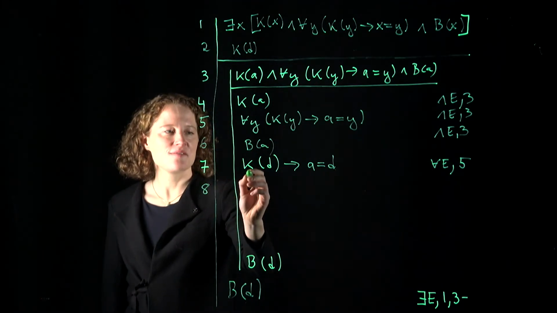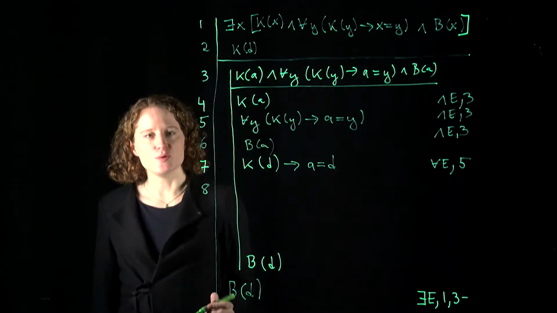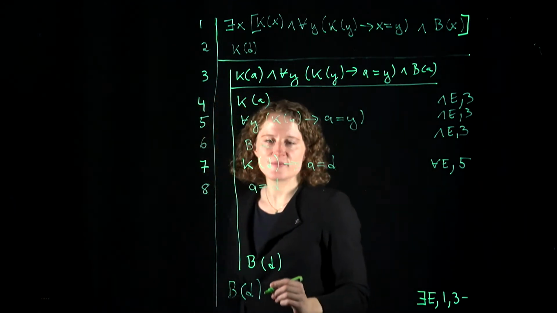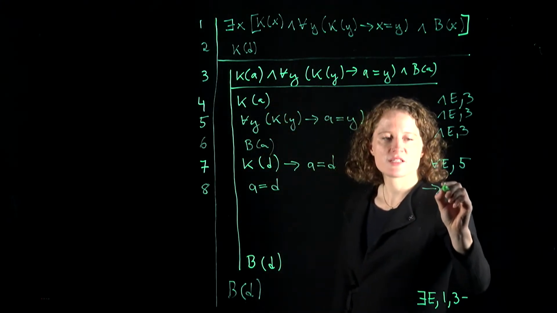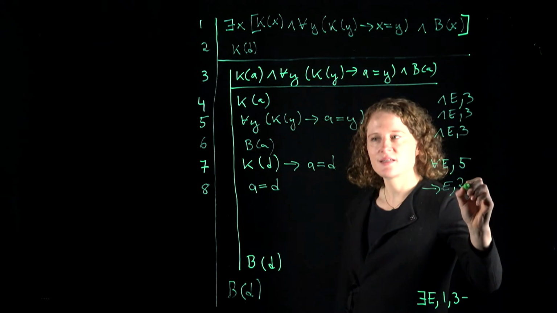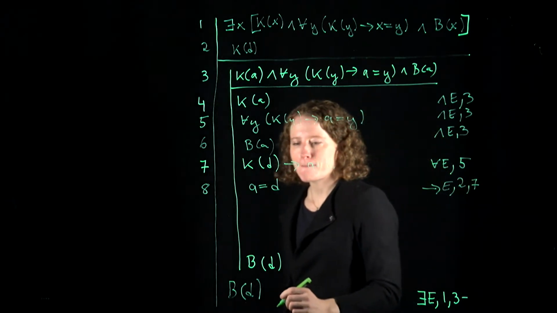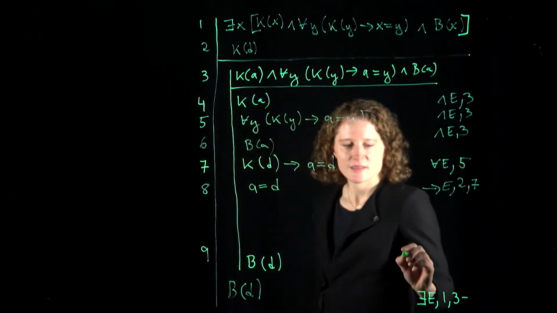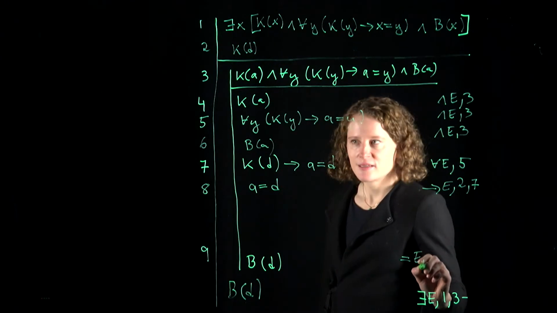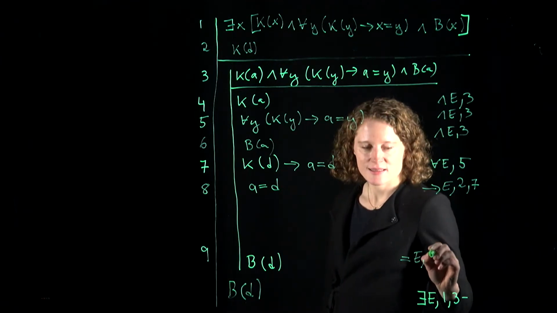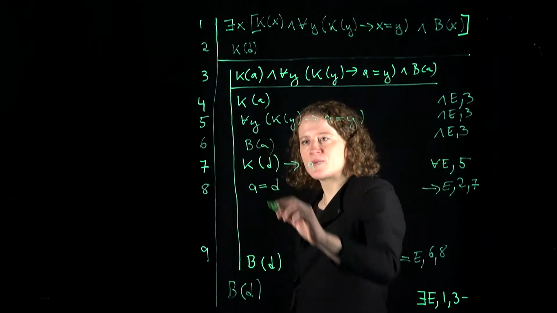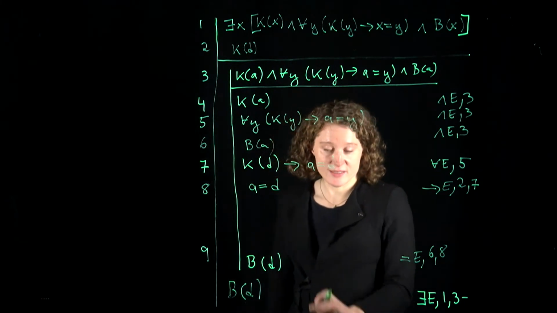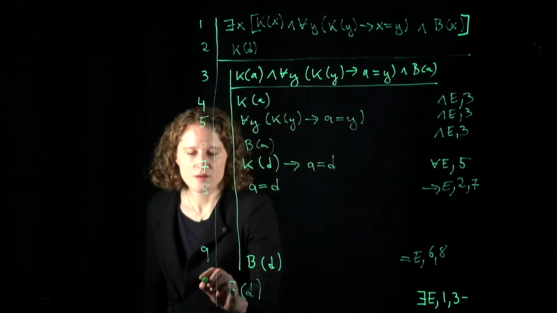Now I also see that I have the antecedent of this conditional in line 2. And that means that I can infer A equals D, the consequent of my conditional, using conditional elimination applied to lines 2 and 7. And now I can infer BD using identity elimination and lines 6 and 8. So if A has property B and A is identical to D, then D must have property B as well. And that completes my proof.